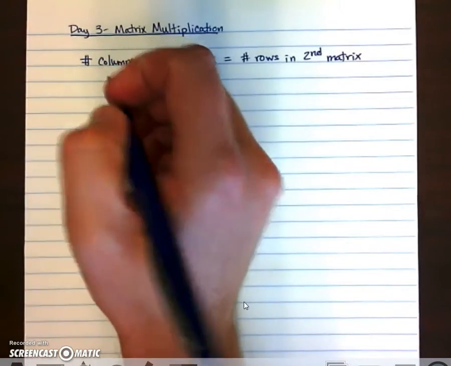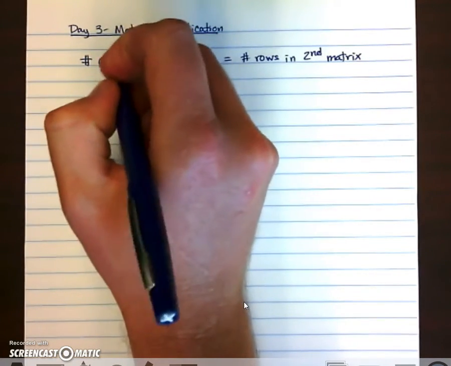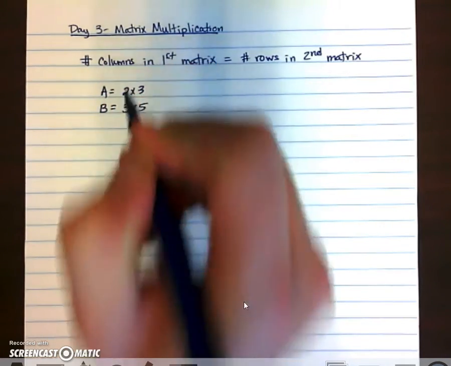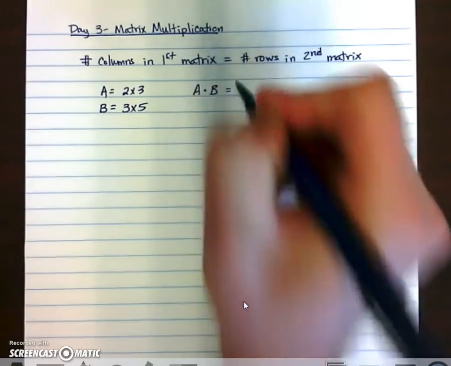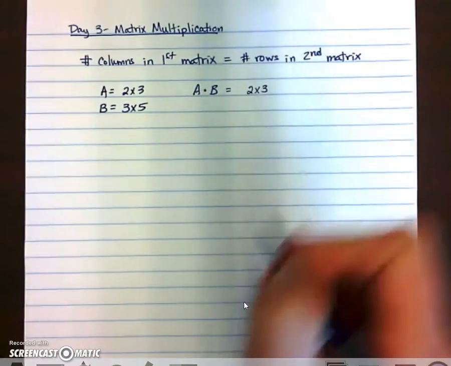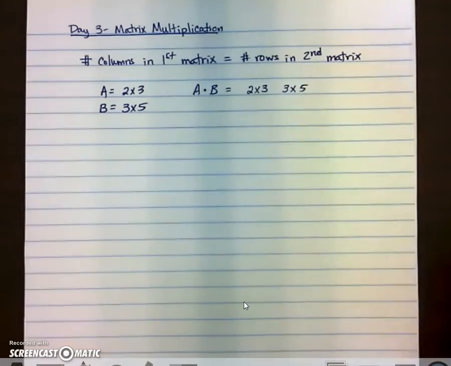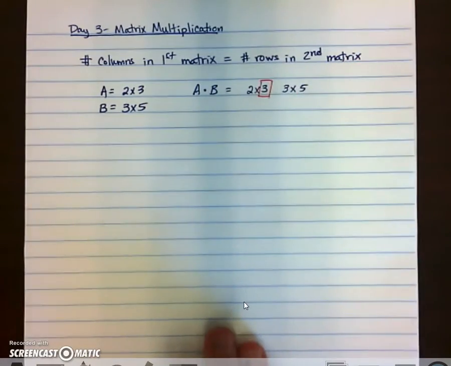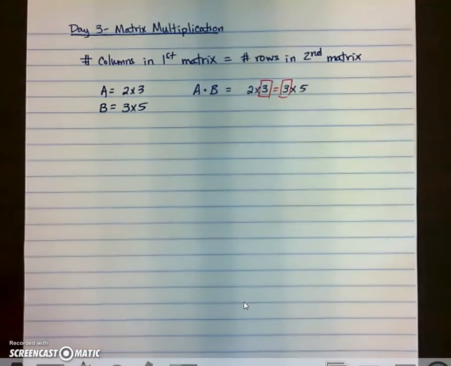So let's say, for example, that matrix A was a 2 by 3 and matrix B was a 3 by 5. Now, if I want to do A times B, then I need to check to make sure I can multiply that. So what I would do is I would say, okay, matrix A is a 2 by 3 and matrix B is a 3 by 5. So what I'm looking for is the number of columns in the first matrix, because remember we do rows by columns, has to equal the number of rows in the second matrix.